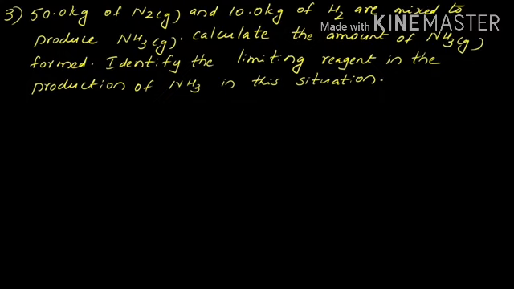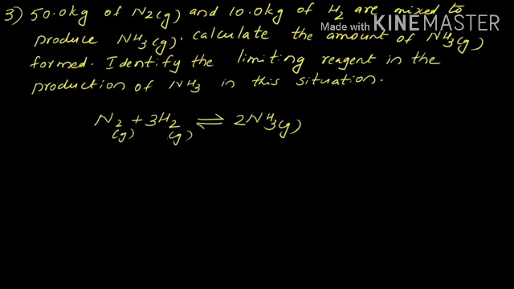So the first step that we need to do is write the balanced chemical equation for this reaction. It's a reaction between nitrogen and hydrogen to produce ammonia. It's a reversible reaction. N2 plus H2 gives NH3. Then what is the next step? Yes, we need to balance it. Balance that chemical reaction. So we will get N2 plus 3H2 gives 2NH3. Now it is balanced.